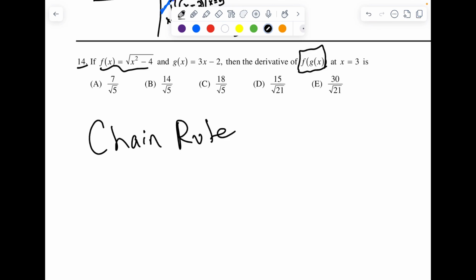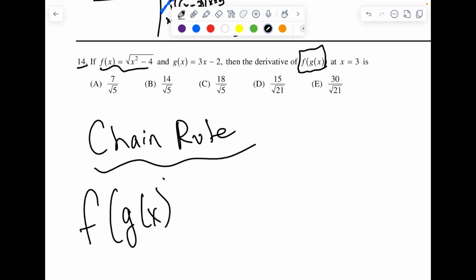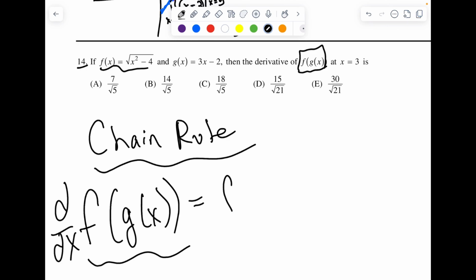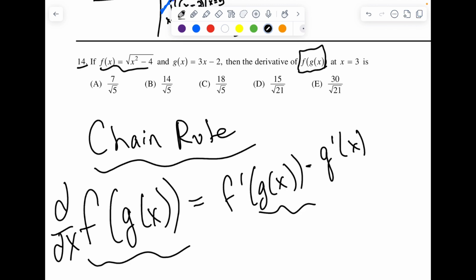And I have a video on all the derivative rules, so how you can decipher them and know which one to use. So the chain rule says this: f of g of x, if that's the function we have and we want to take the derivative of it, what this is going to equal is the derivative of the outside function with the inside function still the input, times the derivative of the inside function.